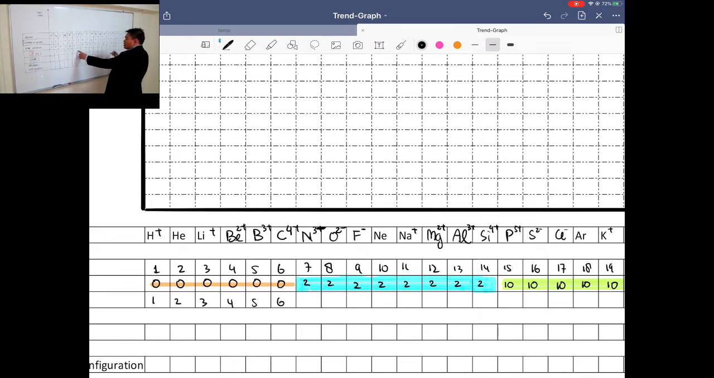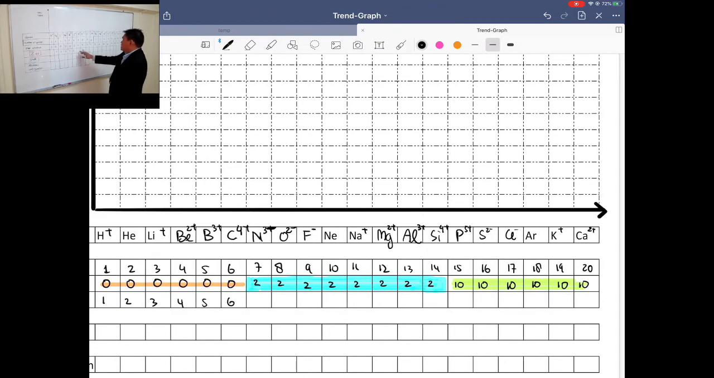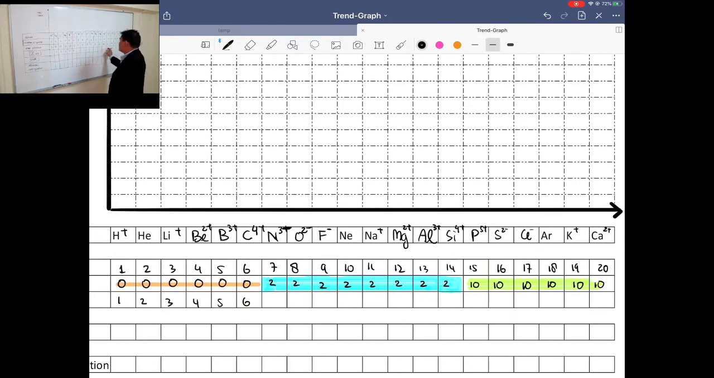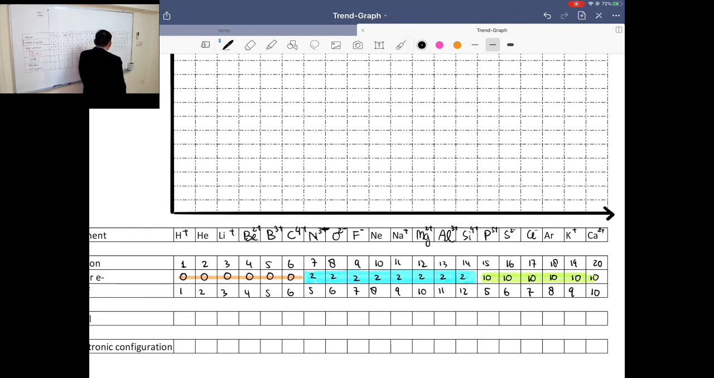So the effective nuclear charge will be increasing from carbon all the way to silicon. Sorry, from nitrogen 3- to silicon 4+. So 5, 6, 7, 8, 9, 10, 11, 12. From phosphorus 3- to Ca2+, the number also will be increasing. So we subtract. So 5, 6, 7, 8, 9, 10. Of course.